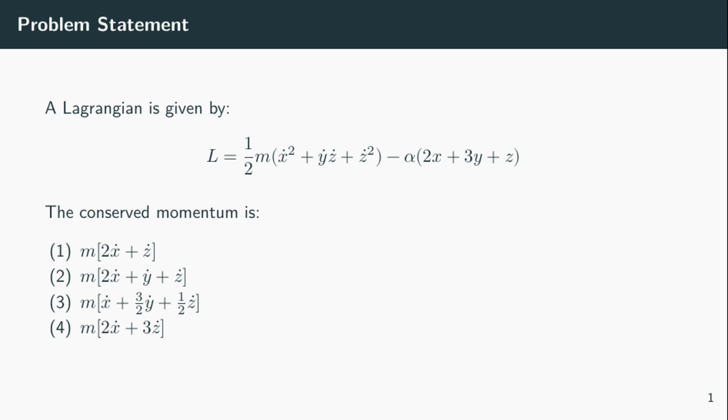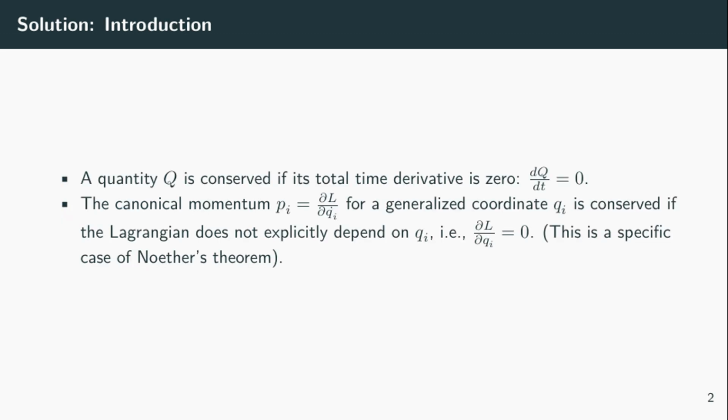And the question asks us to find the conserved momentum for this system. We are given 4 options for what that conserved momentum might be. We need to figure out which of these, if any, represents a quantity that is conserved over time. Let's start by talking about what a conserved quantity is in this context. Basically, a quantity, let's call it Q, is conserved if its total time derivative is 0. So dQ by dt equals 0, it doesn't change over time.